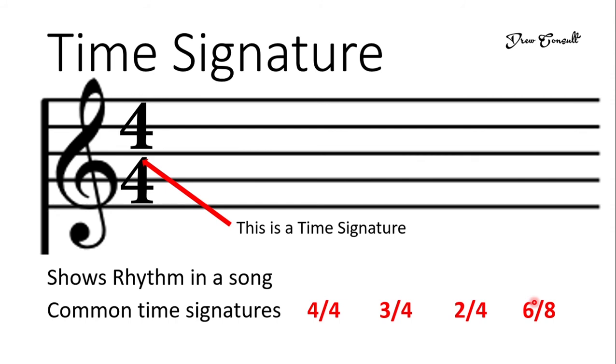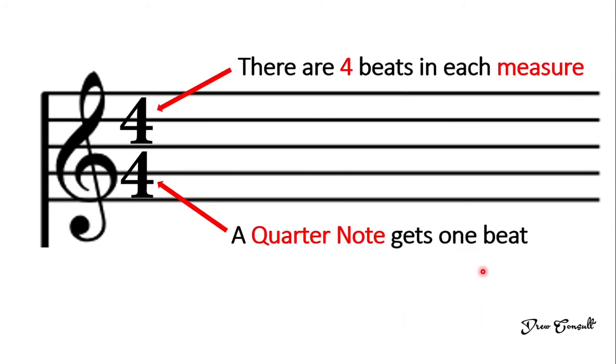Great. Let's look at the time signature in more detail. So 4 on 4. The first number on top shows that there are 4 beats in each measure. We shall look at measure in the next slide. It means that there are 4 beats in each measure. If you say 4 beats, it's 1, 2, 3, 4. That is the 4 beats.